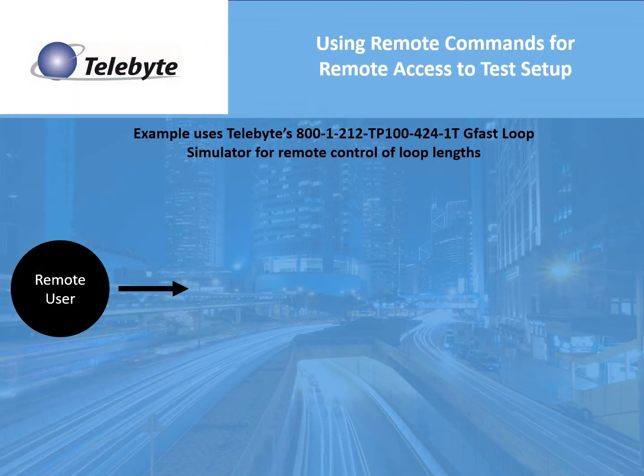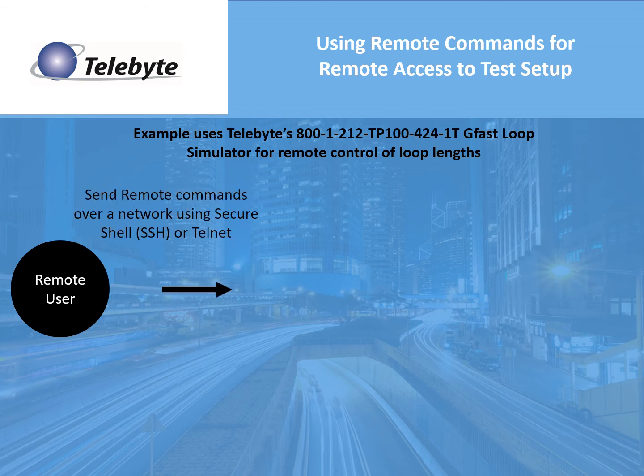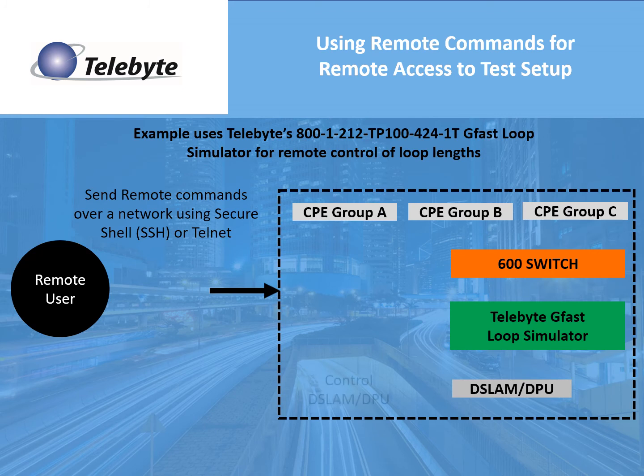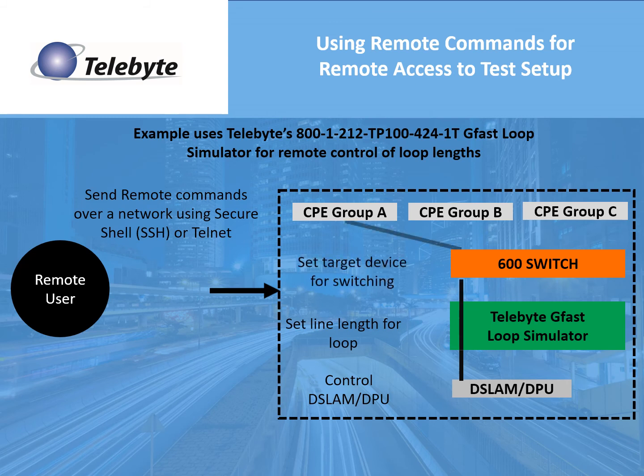Remote access to the test setup is available by using remote commands. In this example, we will use the Telebyte Gfast simulator for our loop. Remote commands are sent over a network using secure shell, SSH, or Telnet. The signal from the DPU or DSLAM port travels through the loop, which has been set to the desired length. It is then switched to the target CPE. Additional commands are available, such as show status.